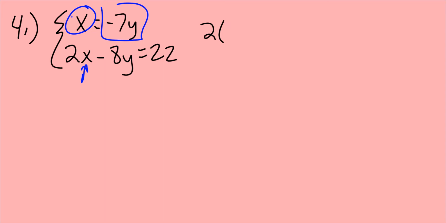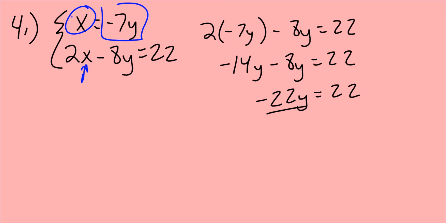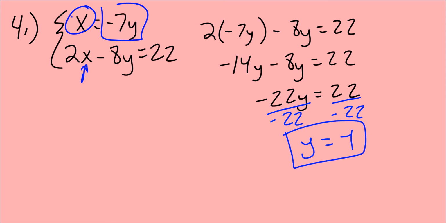So instead of x, I'm going to put negative 7y. 2 times negative 7y minus 8y equals 22. I get negative 14y minus 8y equals 22. I end up with negative 22y equals 22. Now I'm going to solve. So I'm going to divide both sides by negative 22. I get y equals negative 1. I get a number answer for y.